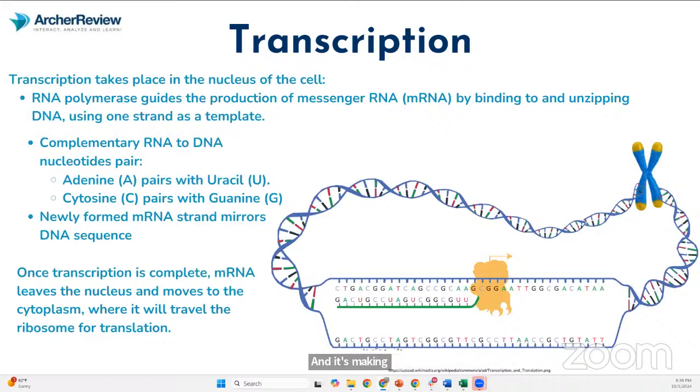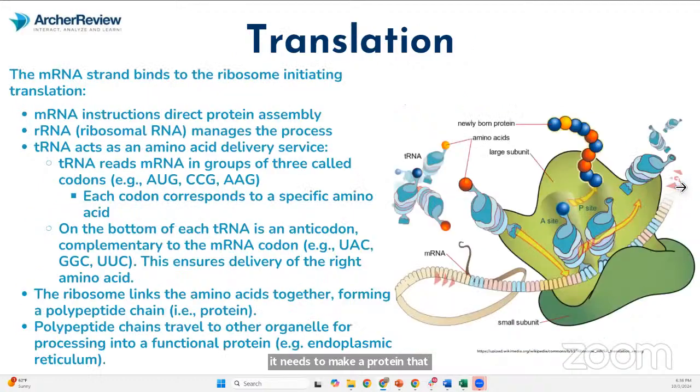And once that's done, once it's got the entire copy that it needs to make a protein, that mRNA strand can leave the nucleus, and it is going to travel out to the cytoplasm, and it's going to latch on to a ribosome. When it latches on to a ribosome, that is when translation is initiated.